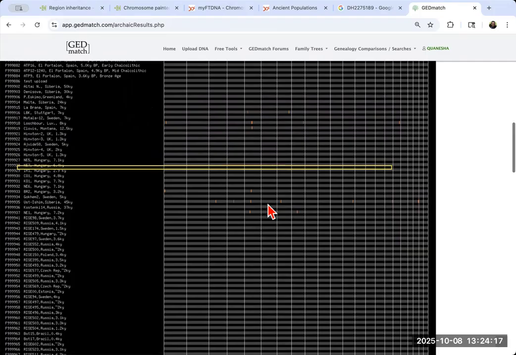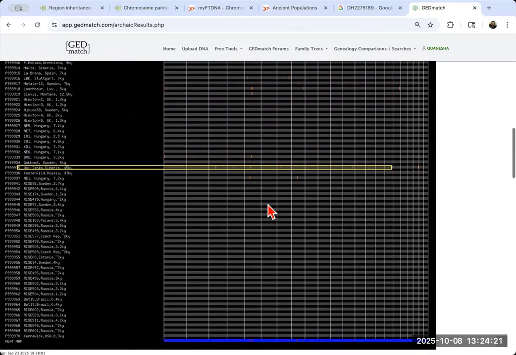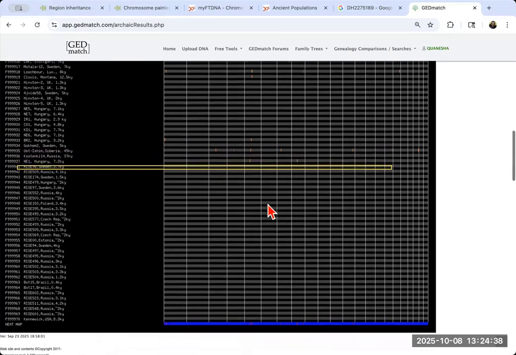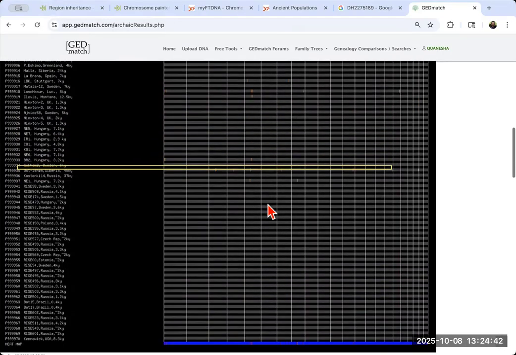And so just going down, we have Hungary. We have Siberia coming in. So we looked at another test that said Siberia. We looked at FamilyTreeDNA, that said Siberia, but Ancestry doesn't say anything about Siberia. We have Hungary again coming in, and then that's pretty much it.